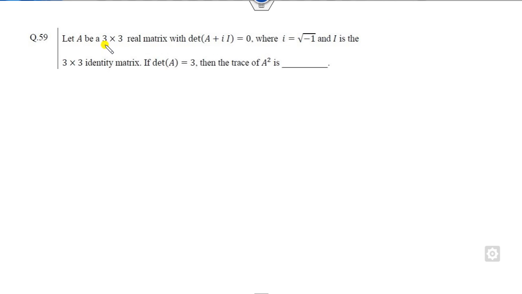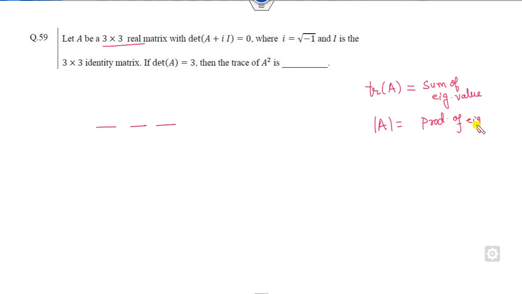Okay, look at this one. It is a 3 cross 3 matrix. Always remember, the trace of the matrix is always the sum of the Eigen values and the determinant of the matrix is the product of the Eigen values. So that is the concept we will use in all these questions.